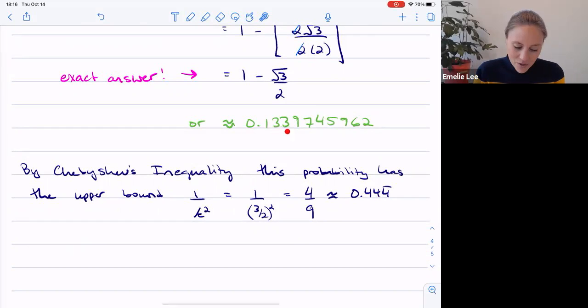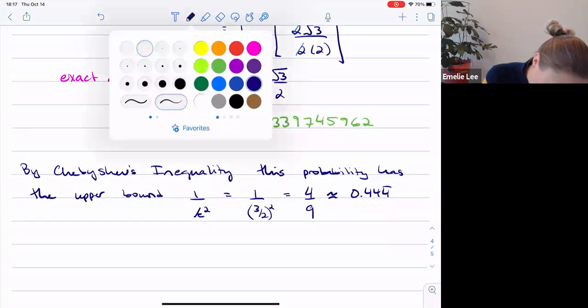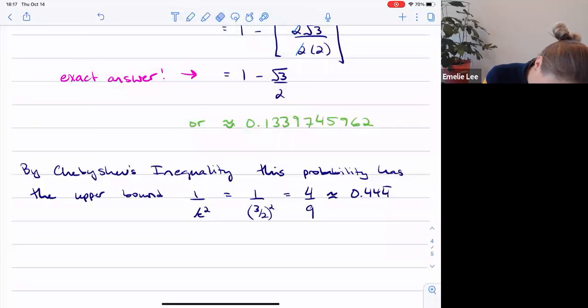Notice that 0.13397 blah blah blah is quite a bit less than 0.4444, but that's what makes it an upper bound, right? It's not going to be any more than this. And I'm noticing that one of my 9s doesn't quite look like a 9 here. Feels important that it does.